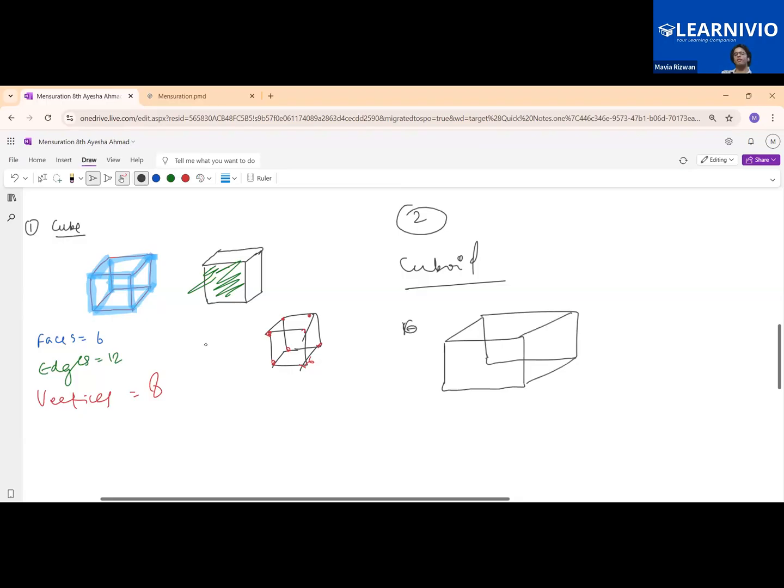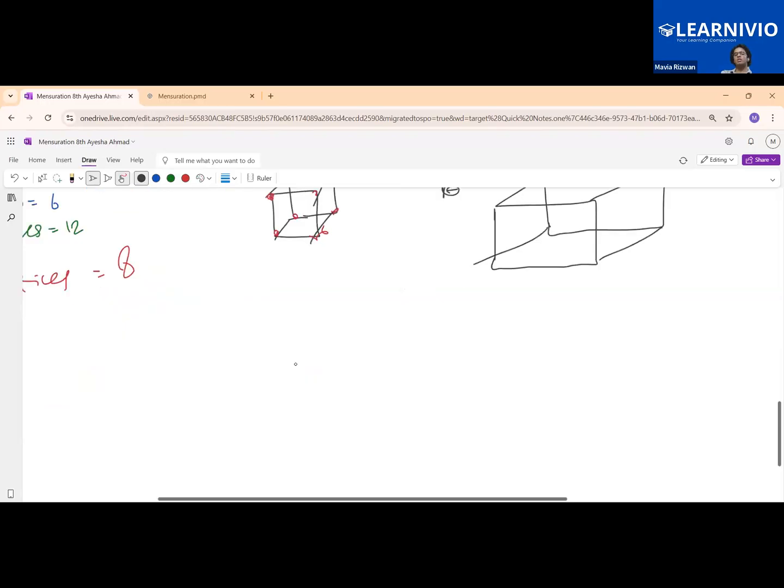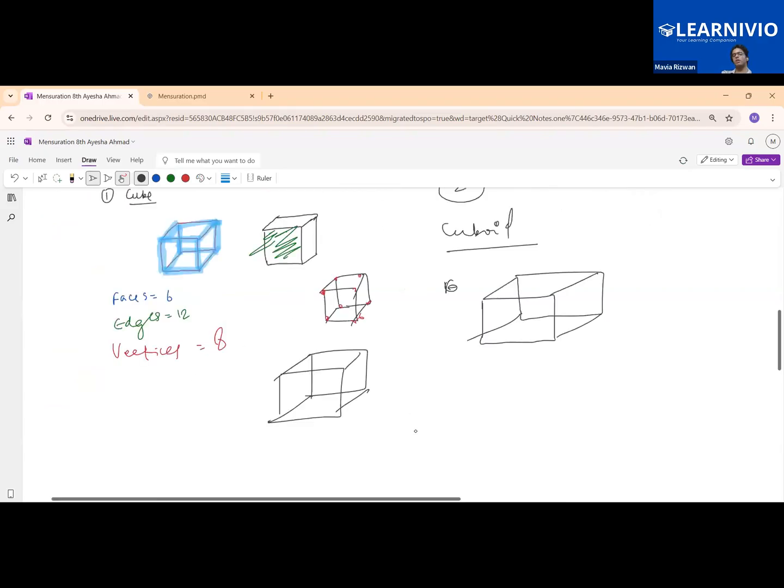Okay, but what's the difference? You ask, sir, what's the difference? Here, all the lengths are equal. I'll tell you what I'm trying to say. Here, all the edges are equal, but here, all the edges are not equal. Okay, so in a cube, they are known as.